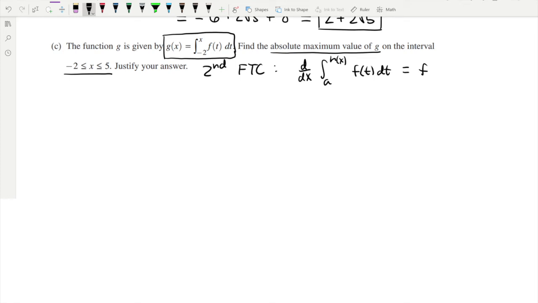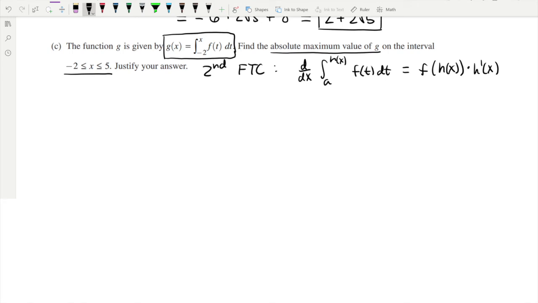What you get is f of h of x, so you're plugging h of x in to t for f, but then by chain rule you have to multiply by the derivative of h. Okay, so just a reminder, we're probably going to have to use that at some point here.